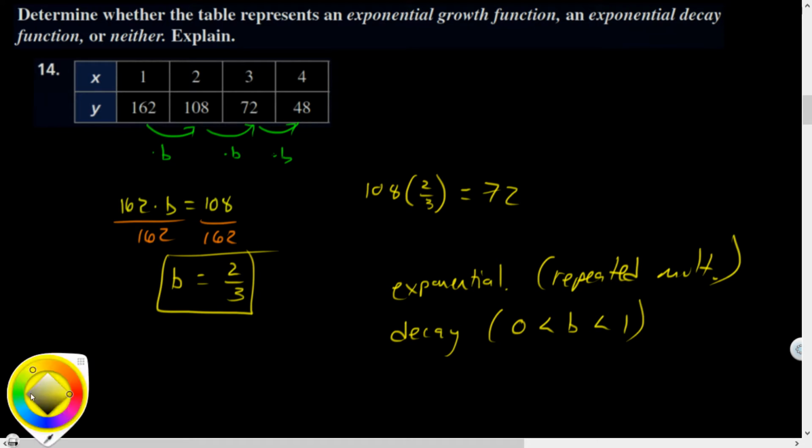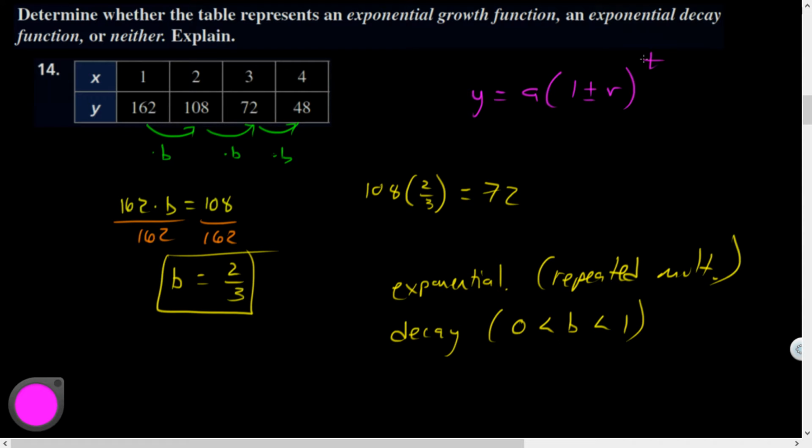Or, since in this unit, once we were talking about growth and decay, we were technically thinking of this function, a times 1 plus or minus r to the t, and this 1 plus or minus r is equivalent to your b value. So I found b is equal to 2/3, and yeah, that's less than 1, so it's decay.